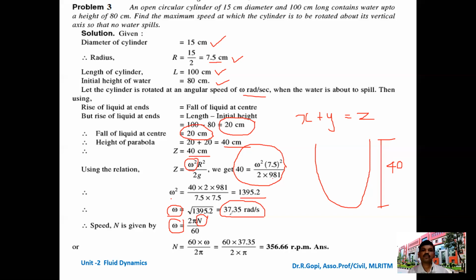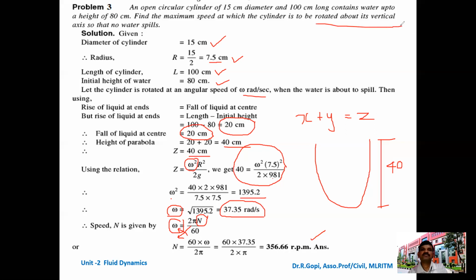So what is the omega? 37.35 radians per second. Okay. So n is equal to 60 into omega divided by 2 pi, which is equal to 60 into 37.35 divided by 2 into pi. So from this equation, n, the speed of the rotation, is equal to 356.66 rpm. The unit of speed, that means n, is rpm. So 356.66 rpm.